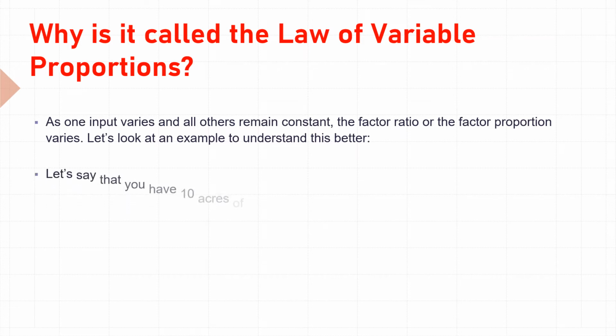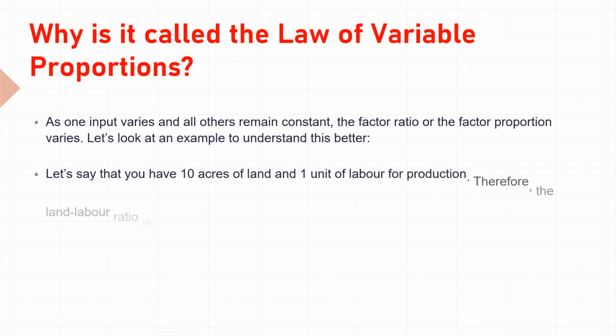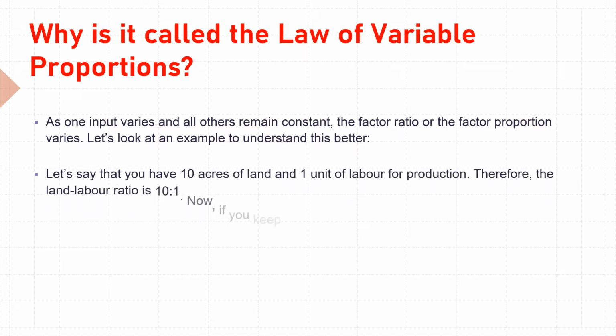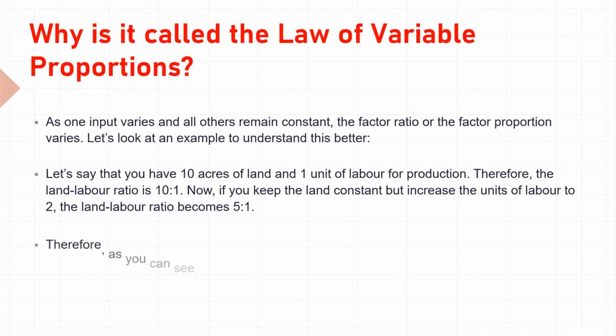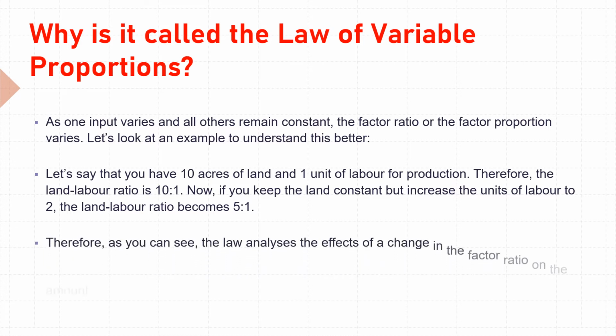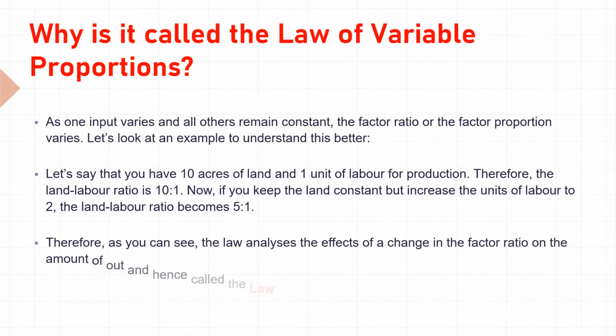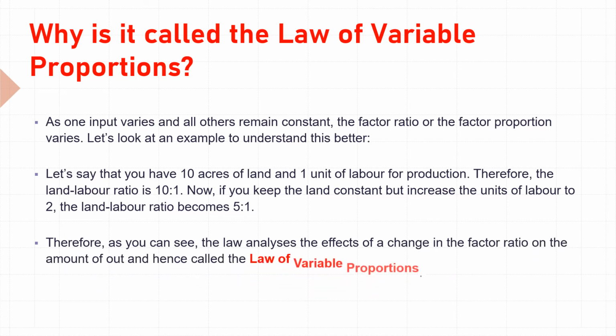Let's say that you have 10 acres of land and 1 unit of labor for production. Therefore, the land-labor ratio is 10:1. Now, if you keep the land constant but increase the units of labor to 2, the land-labor ratio becomes 5:1. Therefore, as you can see, the law analyzes the effect of a change in the factor ratio on the amount of output, and hence is called the law of variable proportions.